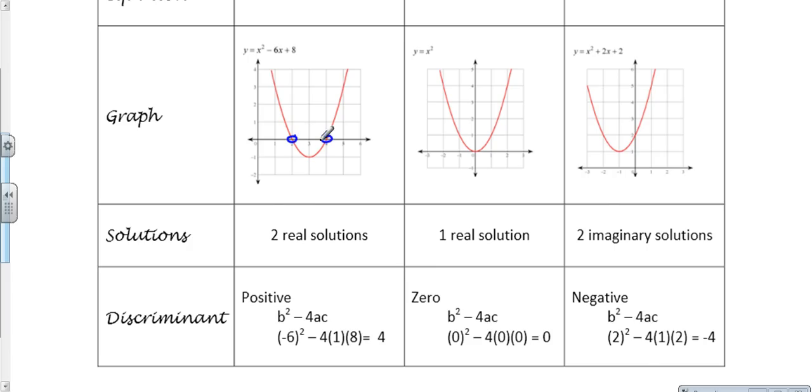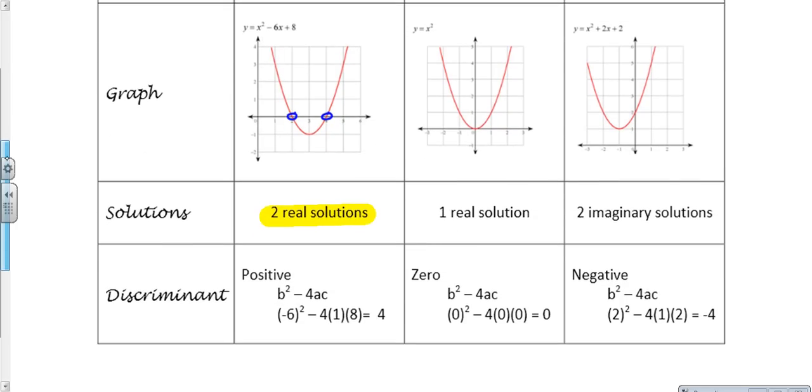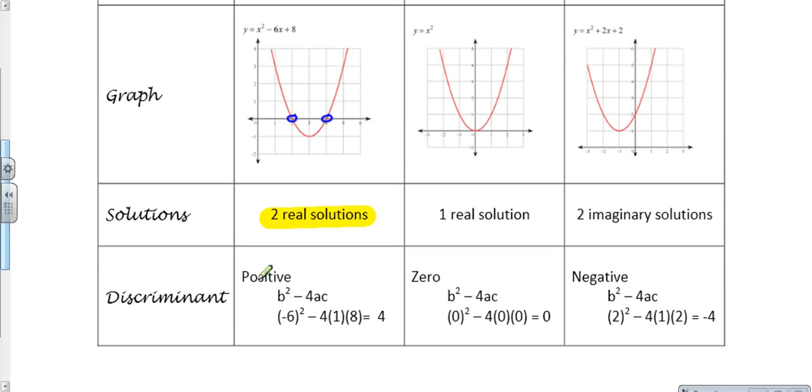2 and 4 are the solutions. There's two of them. And 2 and 4 are real numbers, so you have two real solutions. And we have two real solutions if the discriminant is positive. In other words, here they calculated with that equation what b squared minus 4ac was, and you got a 4. That's a positive number. All we care about is if it's positive. If it's positive, we have two real solutions, and that's what the graph showed us.